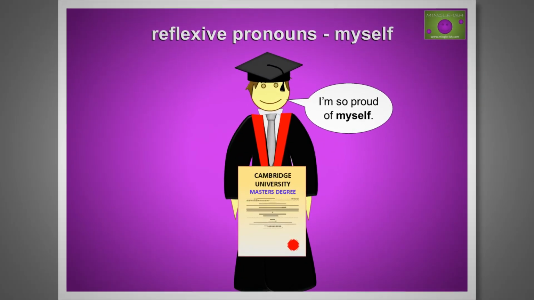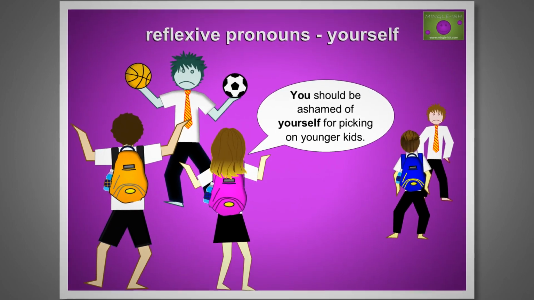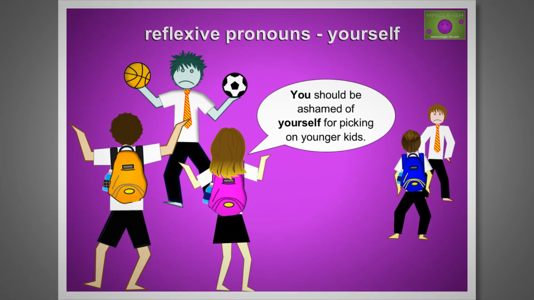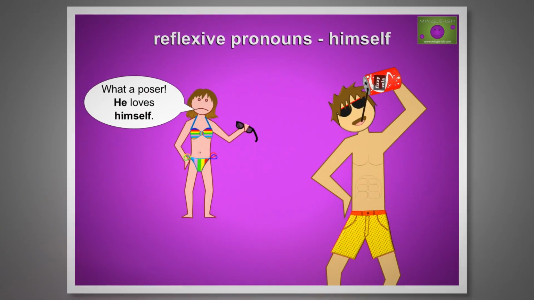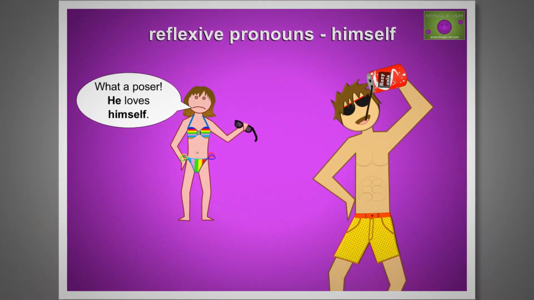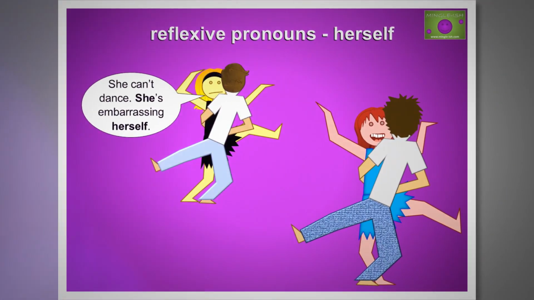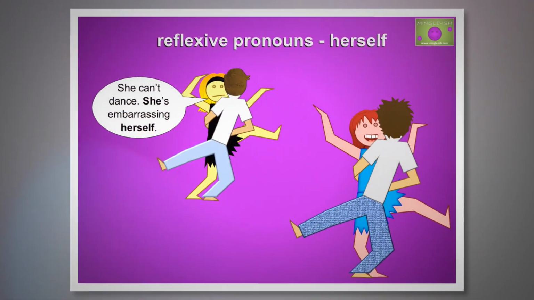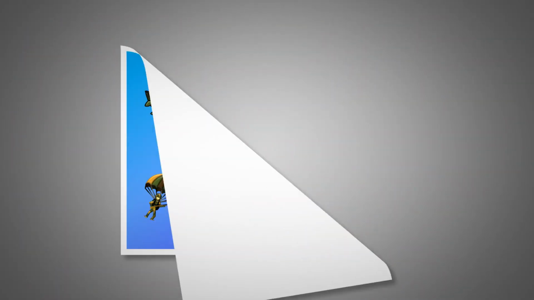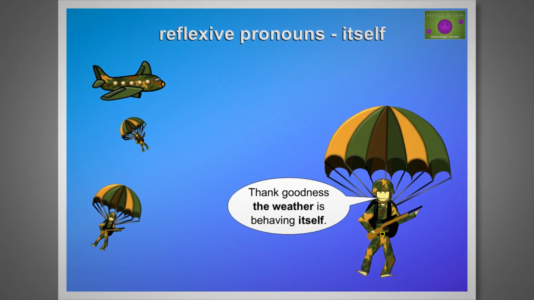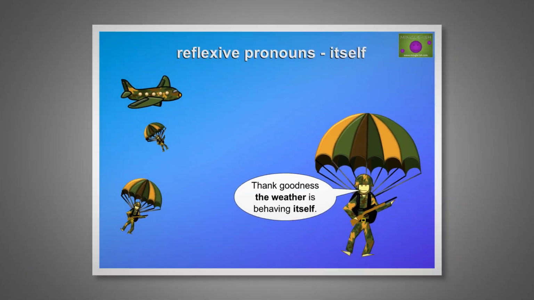Let's see some real-life examples. I'm so proud of myself. You should be ashamed of yourself for picking on younger kids. What a poser. He loves himself. She can't dance. She's embarrassing herself. Thank goodness the weather is behaving itself.